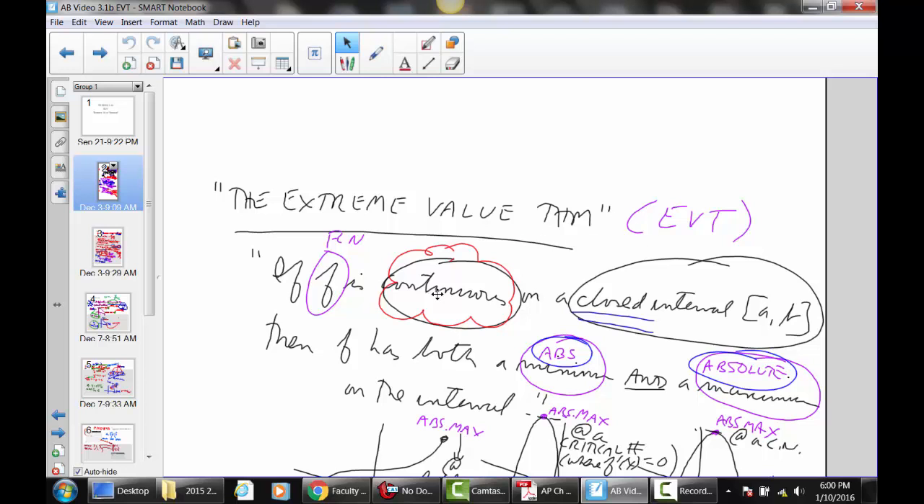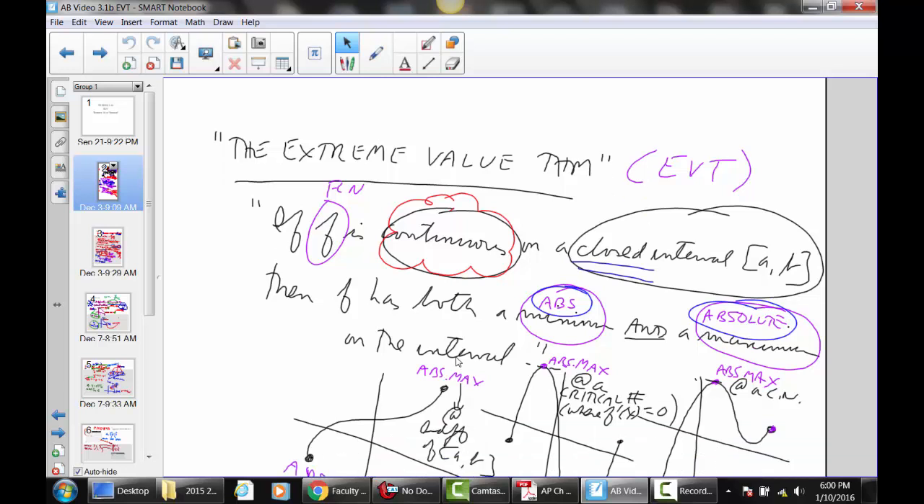Okay, so the extreme value theorem, I'm going to call it the EVT, says that if you have a function continuous on a closed interval, so both sides square brackets, then, that's the only condition, then f has both an absolute minimum and an absolute maximum on that interval.